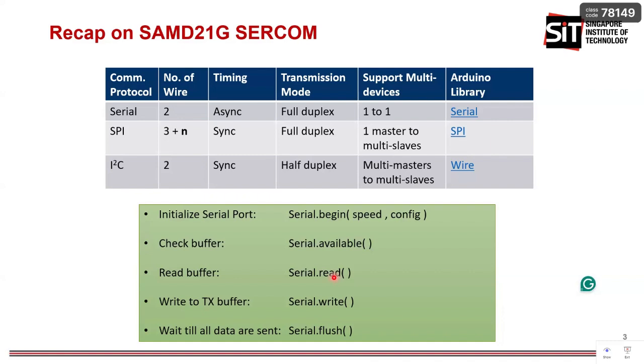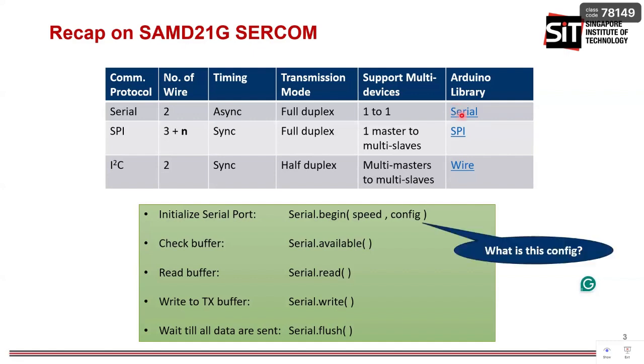Before you can read data, how do you know that there are data coming in? You'll be using the .available function to check whether there are data coming in from outside. All right, so these are some of those key functions in Serial. And if you click on this hyperlink, you will be able to see more.